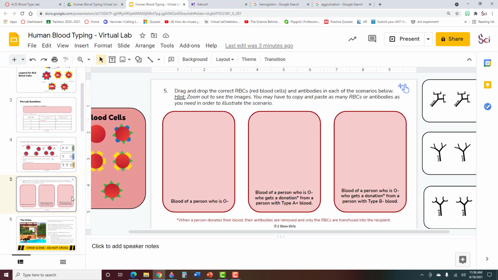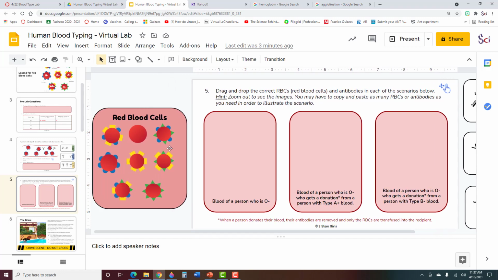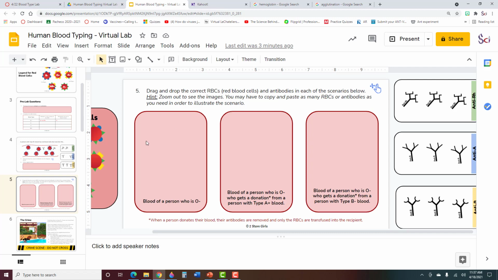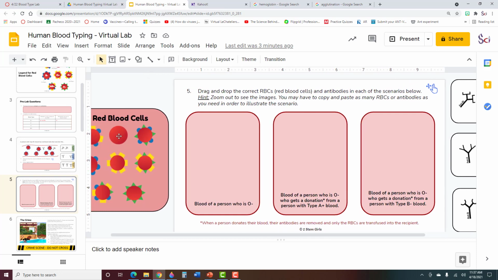All right, so on to here. You're going to drag over the right cells. So this person is type O negative. Which one of these would be O negative? And then over here, what antibodies would this person have in their blood? So pick the right blood cell. I'll give you an example. This is O negative. I got some O negative blood.